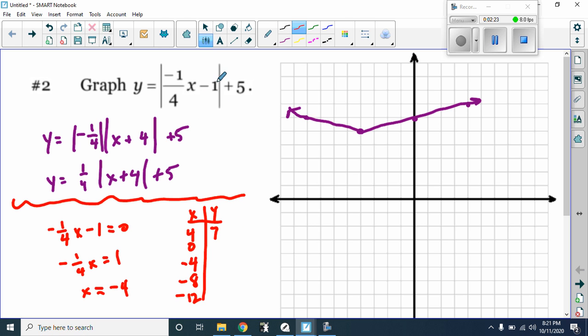0 minus 1. Absolute value is 1 plus 5. That gives me 0 plus 5. And so on. When we plug these in, you should get 6 and 7 for those. And notice those are the points we have here. Negative 4, 5. There's 0, 6. There's 4, 7. There's negative 8, 6. Negative 12, 7's off the page, but it's over here somewhere.